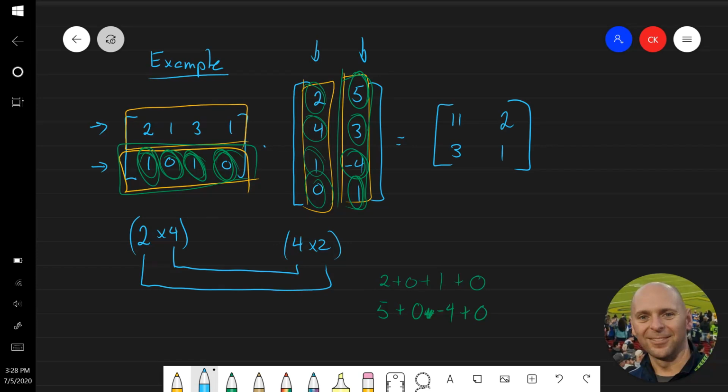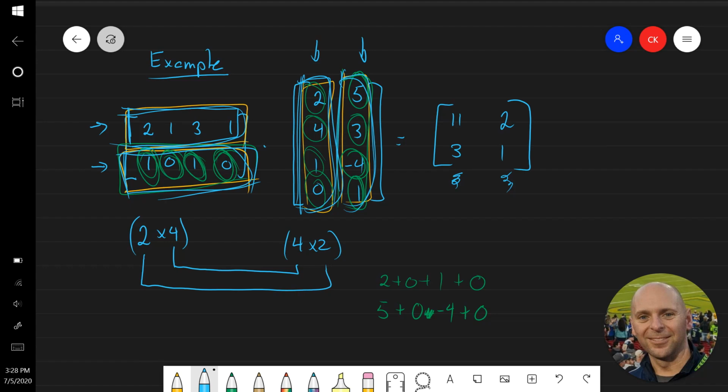When we multiply the rows times the columns, it's pretty easy to keep track of where the position is supposed to go, because these actually tell us exactly where they're going. If I take first row times first column, that goes into position 1, 1. If I take first row times second column, it goes into position 1, 2. If I take second row times the first column, that goes into position 2, 1, which was our 3. And if I take second row times second column, that goes into position 2, 2, which is how we got that 1. So that's how we can multiply larger matrices.